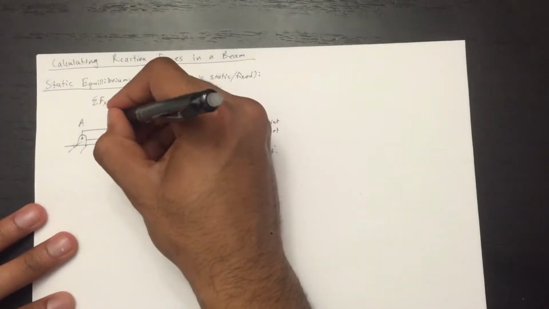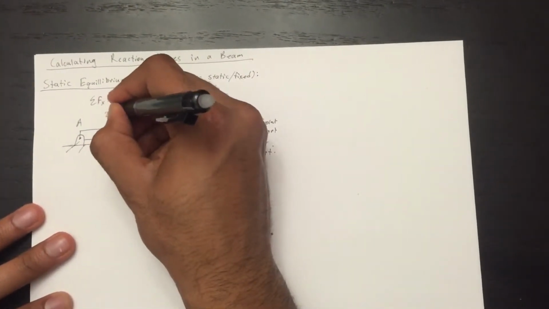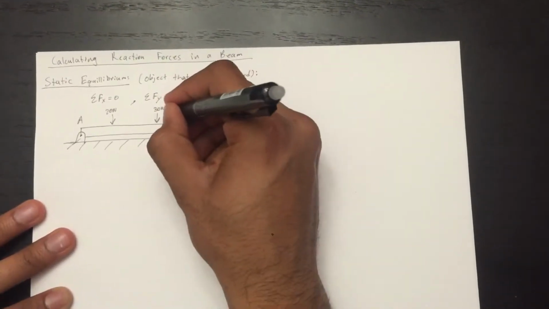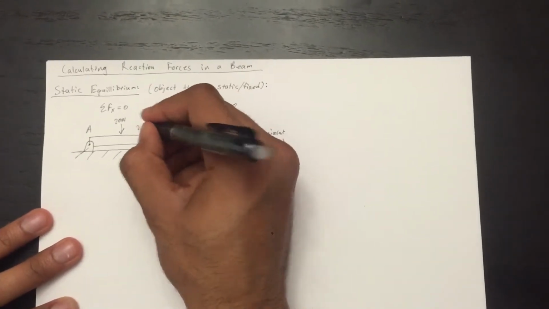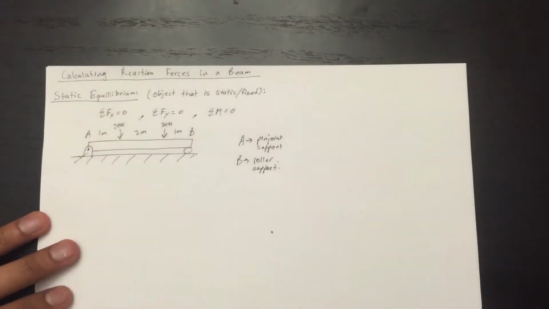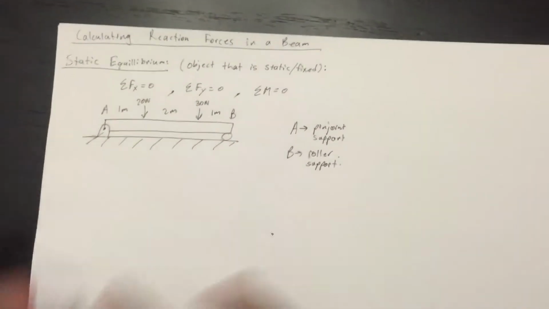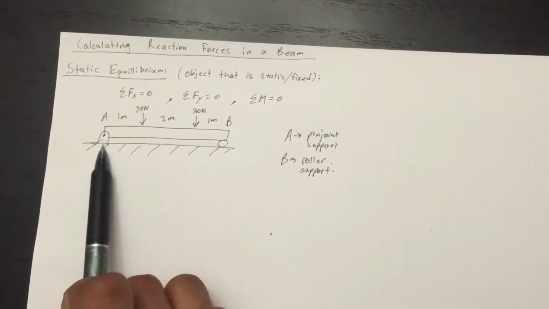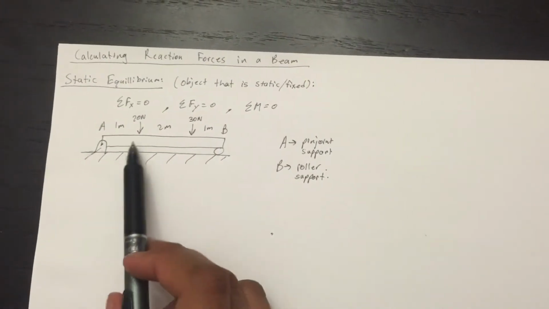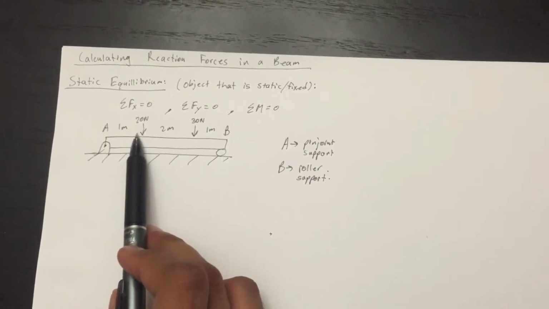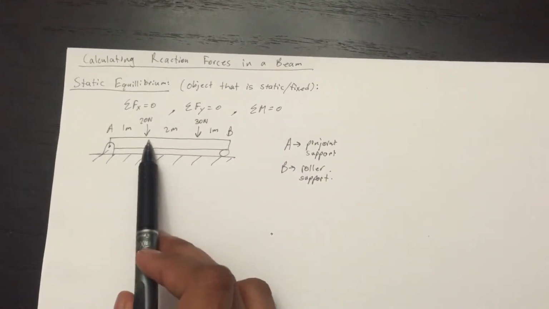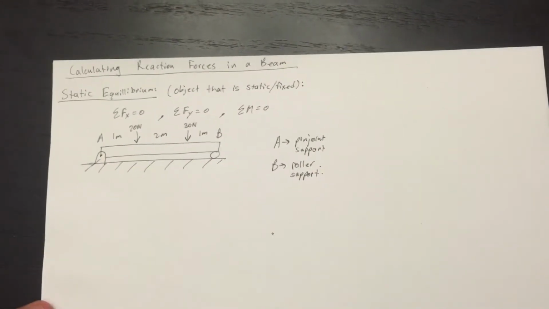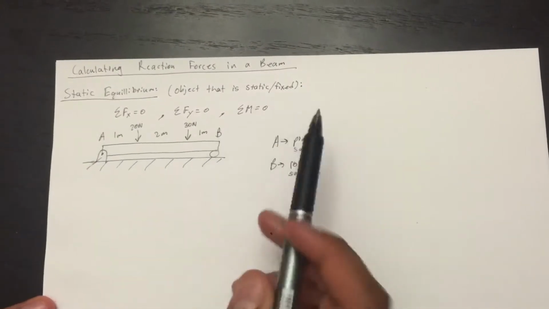Okay, and we're going to have a force of 20 newtons over here and a force of 30 newtons over here. And this distance will be 1 meter, this will be 2 meters, and this will be 1 meter as well. So this beam is in equilibrium. We have two ends, A and B. A is supported with the pin joint, B is supported with the roller. And we have two forces: 1 meter from A, 20 newtons, and 3 meters from A, 30 newtons. Now that this is in equilibrium, we know that all of these formulas apply.